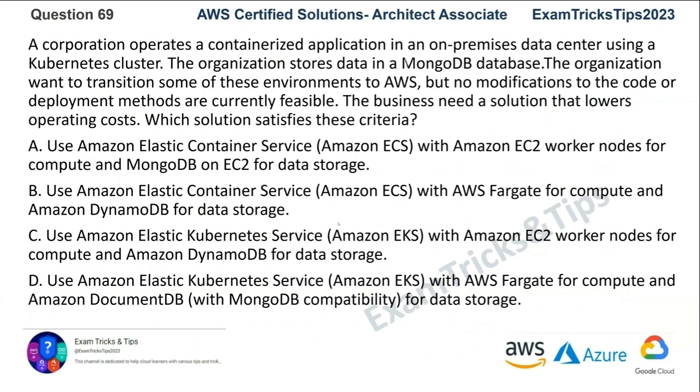Question number 69. A corporation operates a containerized application in an on-premises data center using a Kubernetes cluster. The organization stores the data in a MongoDB database. The organization wants to transition some of these environments to AWS, but no modification to the code or deployment methods are currently feasible. The business needs a solution that lowers the operating cost. Which solution satisfies these criteria?